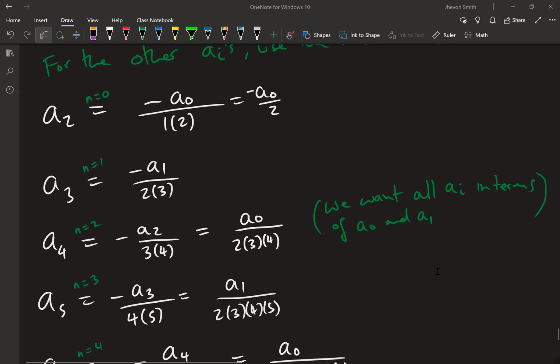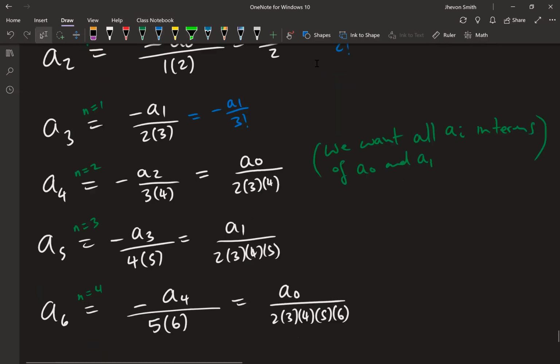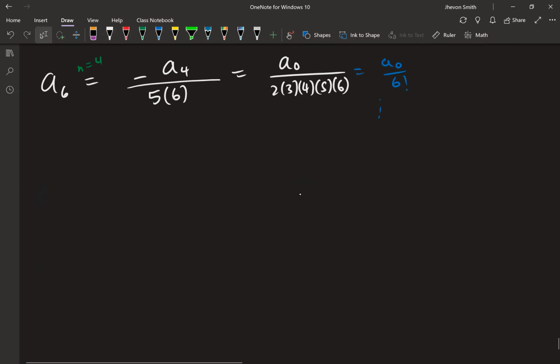Hopefully you're seeing that there's a pattern in the denominators that are factorials. This I can think of as minus A0 over 2 factorial. This I can think of as minus A1 over 3 factorial. This guy here I can think of as A0 over 4 factorial. This guy here is A1 over 5 factorial. This guy here is A0 over 6 factorial, and so on. So now what we can do is we can go back and we can start to find our solution.